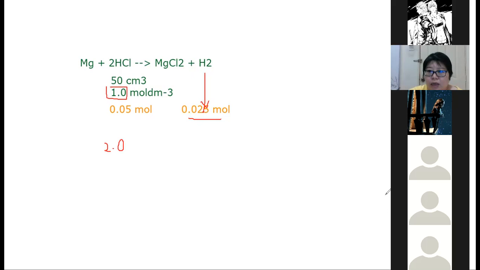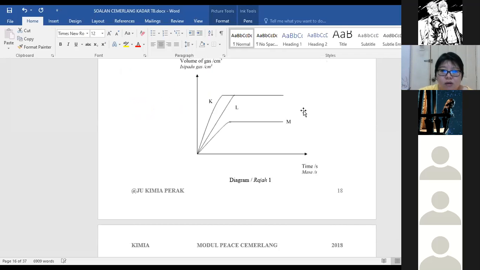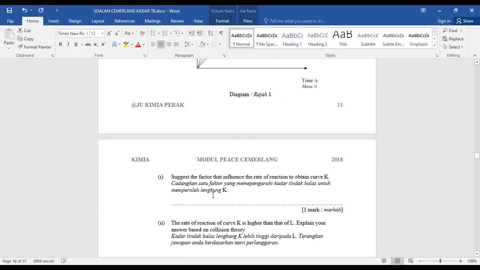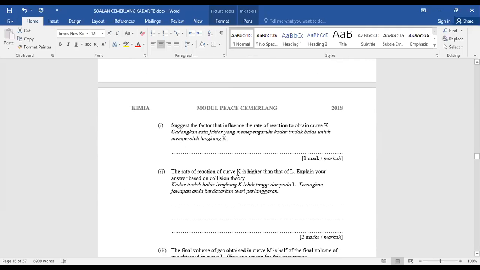Okay. So now I'm going to move on to the next part of our question. We are now going to look at this. Our question here is asking you to suggest a factor, something that you can do to get curve K. The best answer will be increase the temperature. Now, the rate of reaction of curve K is higher than L. You are going to explain based on collision theory.